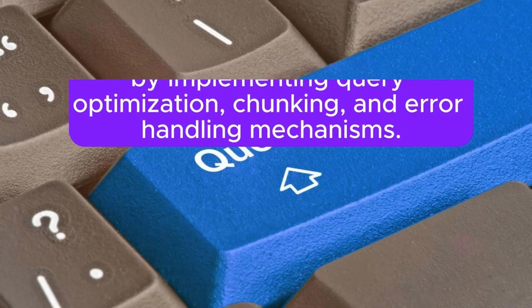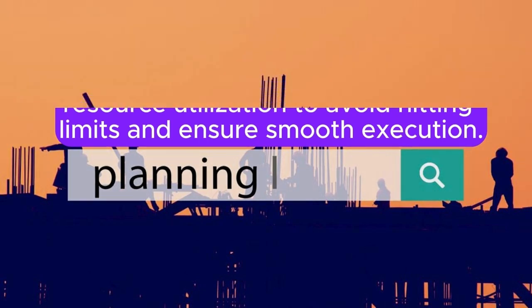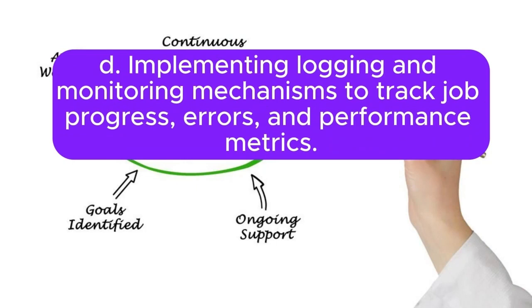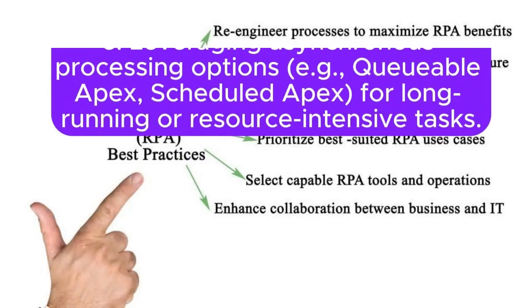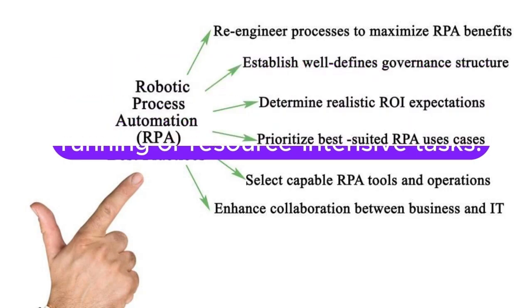handling mechanisms. C. Planning for governor limits and resource utilization to avoid hitting limits and ensure smooth execution. D. Implementing logging and monitoring mechanisms to track job progress, errors, and performance metrics. E. Leveraging asynchronous processing options, for example, Queueable Apex, Scheduled Apex, for long-running or resource-intensive tasks.